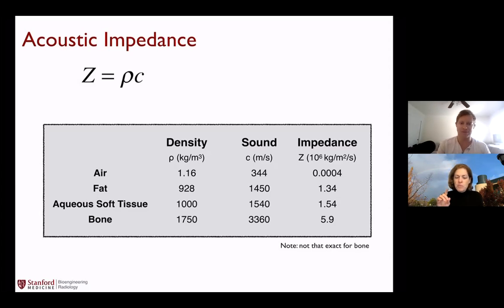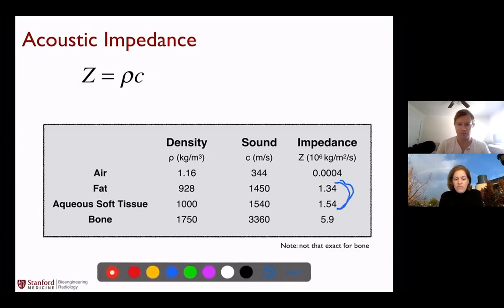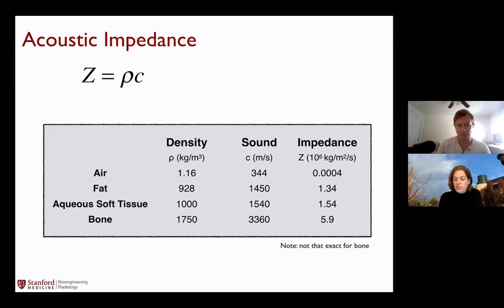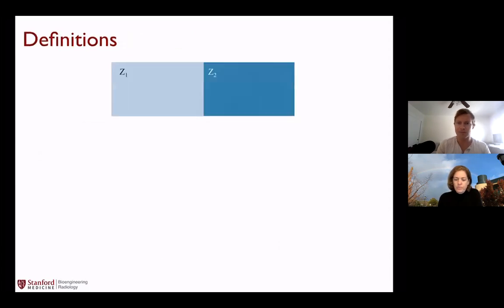And then when you multiply the density and the speed of sound, then you get the acoustic impedance. And so what we see right there is that there's big differences between, say, this group right here, the fat, the aqueous soft tissue. Those are very small differences, but there are big differences between those, air, and then those in bone. And so what we're going to see is when there's big differences in the acoustic impedances, there's going to be big reflections.